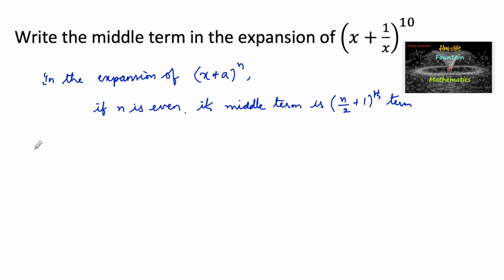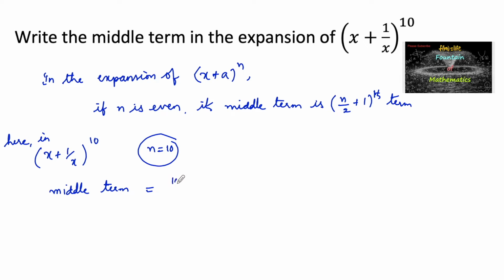So let us use this concept here. In the expansion of (x + 1/x)^10, the middle term can be considered. Since n is equal to 10 here, 10/2 + 1, that is 5 + 1, that is the 6th term. So let us consider its general term, T(r+1) = nCr x^(n-r) a^r for the expansion of (x + a)^n.